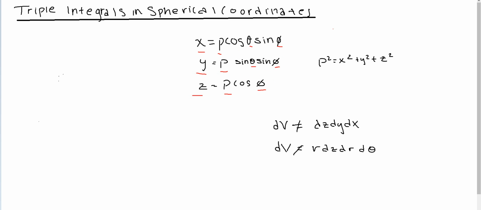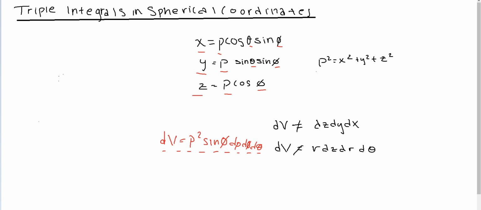In prior cases, we had dV equal to dz dy dx, but that's not the case here. Additionally, r dz dr d theta is not going to fly with cylindrical coordinates. So in this case, we actually have dV set equal to rho squared sine phi d rho d phi d theta, and that is going to be your dV.